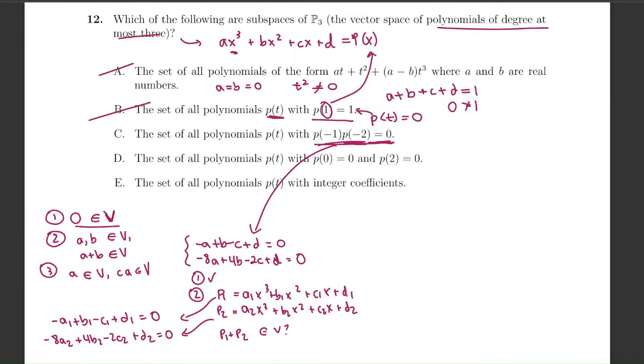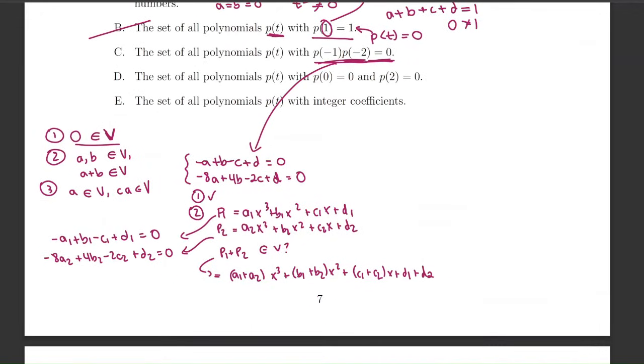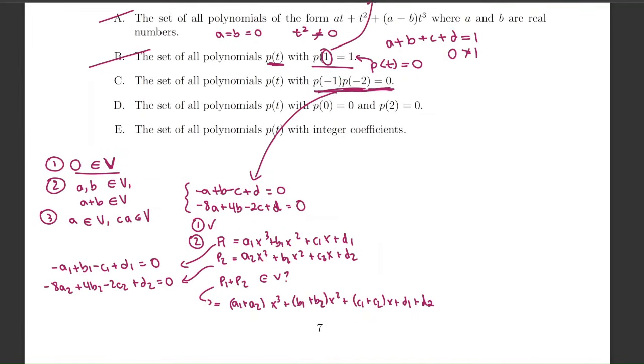So p1 plus p2 gives me (a1 plus a2) x cubed plus (b1 plus b2) x squared plus (c1 plus c2) x plus (d1 plus d2). Then we want to check our constraint, that p(-1) times p(-2) is equal to 0. Okay, this is going to be kind of annoying.